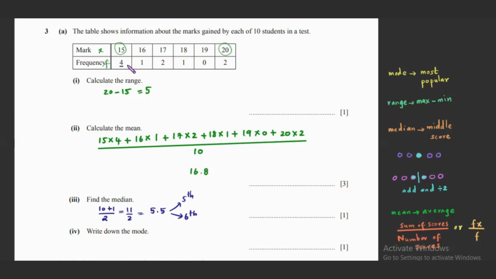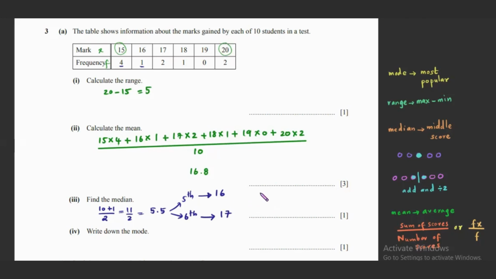This 4 means that the first 4 scores are 15. This 1 means that the fifth score, so 4 and this one is 5, which means the fifth score is 16. Therefore, I know that the fifth score is 16. Then when I add this 2 onto this, we get 5 and 2 is 7. That means the 6th and the 7th scores are this 17, which means the 6th score is 17.